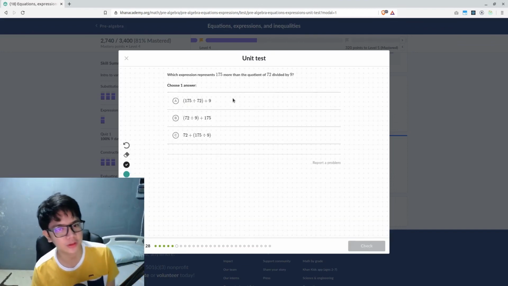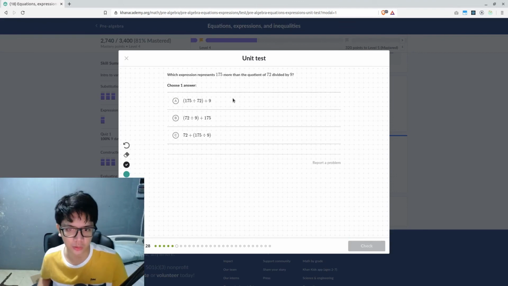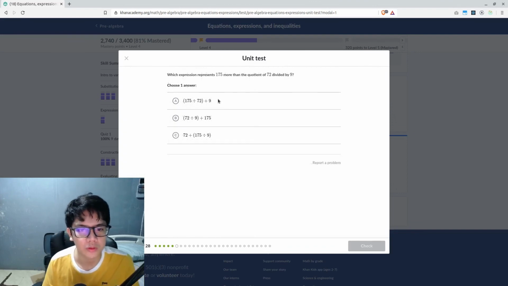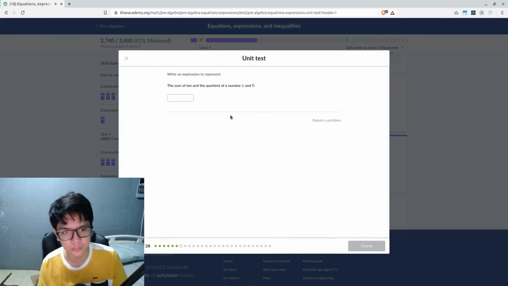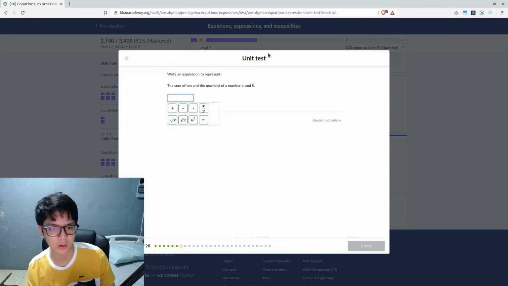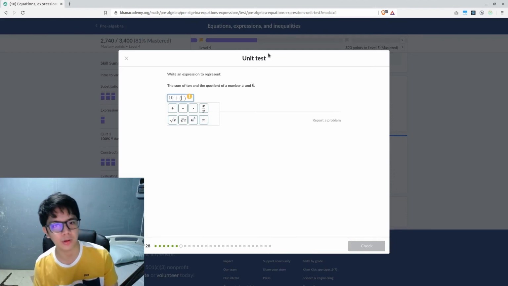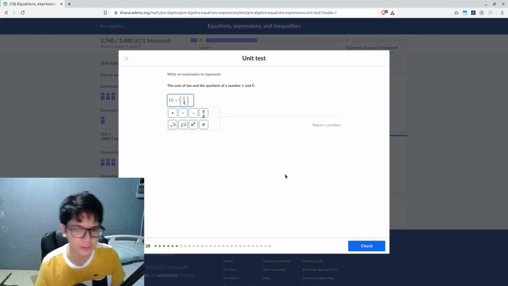Which expression represents a sum more than a quotient of 72 by 9? Okay, cool. 175. This one is the quotient of 72 divided by 9 and added 175 to that. Cool. Makes sense. Write an expression to represent the sum of 10 and the quotient of a number x divided by 6.